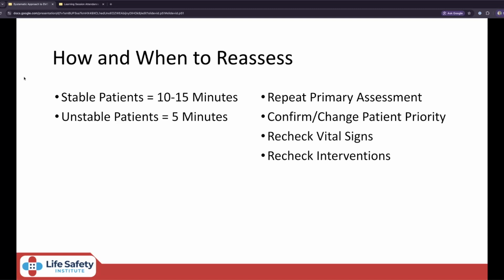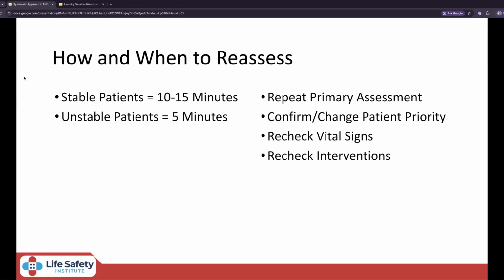Our stable patients, so that's not sick, we're reassessing. I like to do every 10 minutes. On longer transports, maybe I'll bump it up to 15. But historically, you're going to hear 5 and 15 minutes is the unstable and stable. So 5 and 15 minutes are the common numbers there.